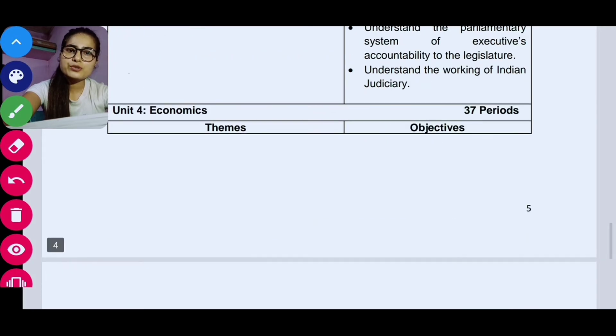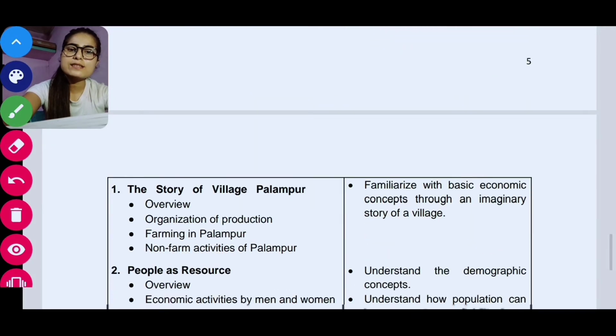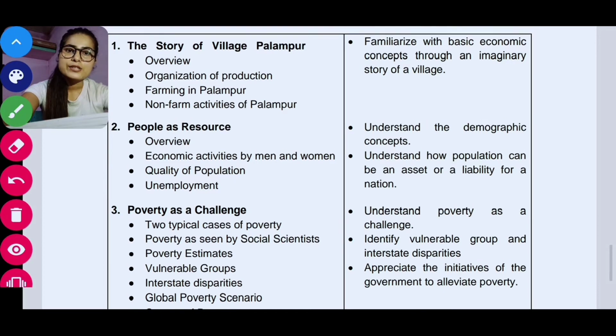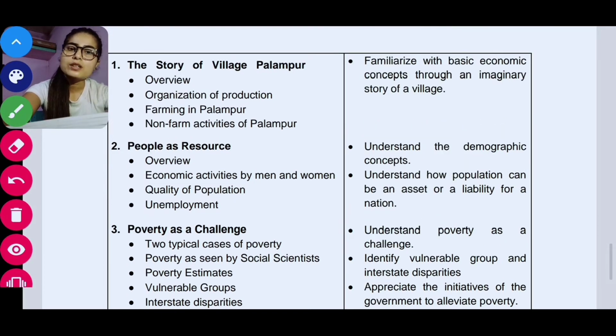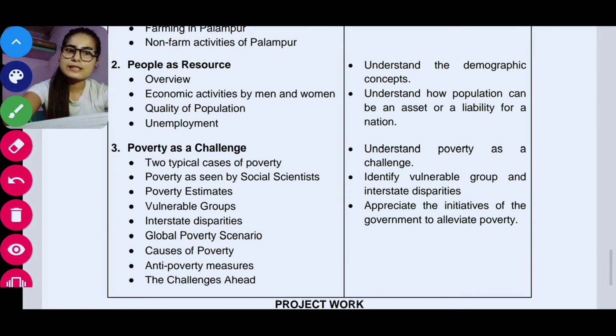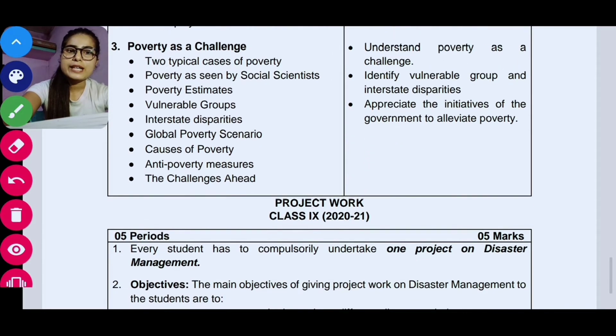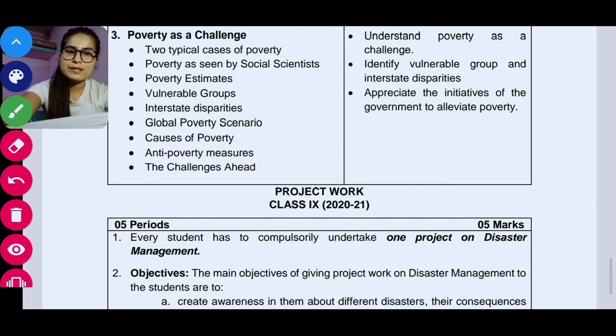Then we are moving forward to economics. In economics you had 4 lessons, but now 3 are needed. The first one is Story of Village Palampur. Second one, People as Resource. Third one, Poverty as a Challenge. Done. Then you have project work, which will be given from disaster management. That will be given from your school, so you don't have to worry. One chapter from each of the books is omitted. And in geography, the drainage chapter, chapter 3, is there, but only map work will be coming. So this is all about the class 9 syllabus.